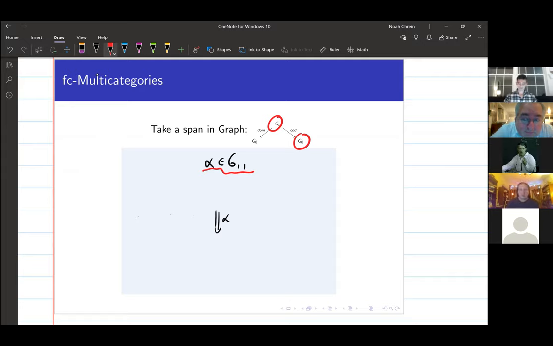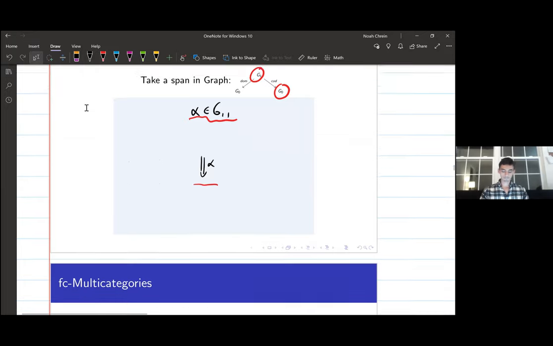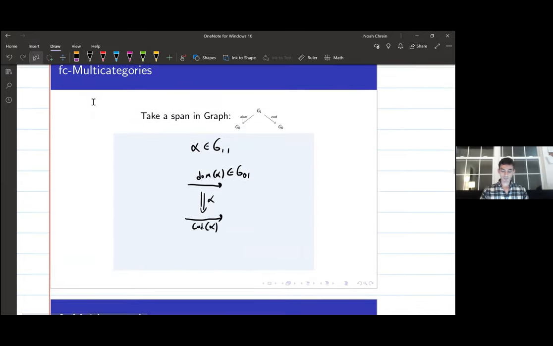Okay, so if alpha is an edge in G1, I'm going to draw it like this, and you'll see in a second that I'm justified in drawing it that way, like a double map. I can take its domain and its codomain. Its domain and its codomain now are in the edges of G0, so I'm justified in drawing them as arrows. So we have a domain arrow and a codomain arrow, okay?